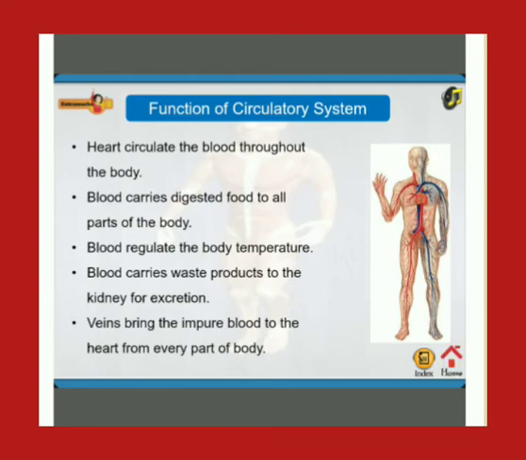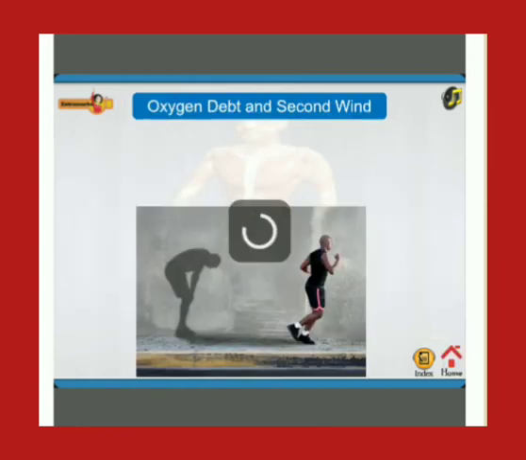If you are a regular runner, you know your body's behavior during physical exertion. You can't control or even predict everything. Let's try to understand two such changes, that is, oxygen debt and second wind, in the next slides. Oxygen debt and second wind.